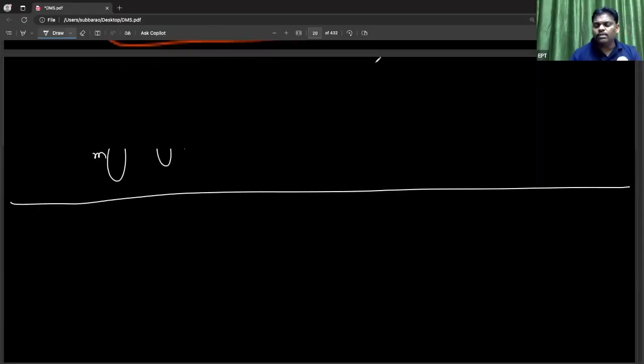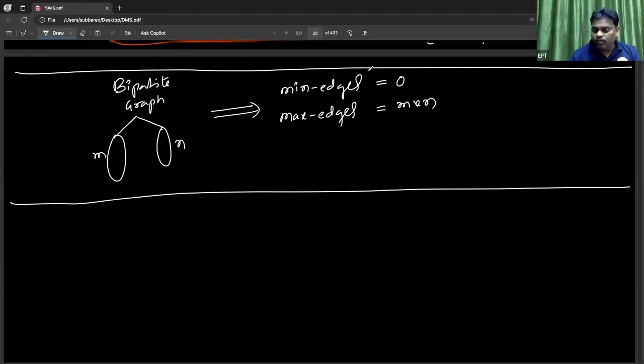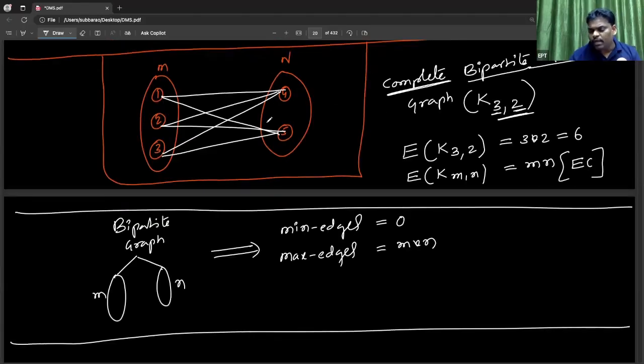Is it complete or not? You can verify this. Every vertex of m to every vertex of n, there should be an edge. If even one edge is missing, it is not a complete bipartite graph. It is simply bipartite. Every vertex of m to every vertex of n, an edge should be there in the given bipartite graph. Then it is called a complete bipartite graph.